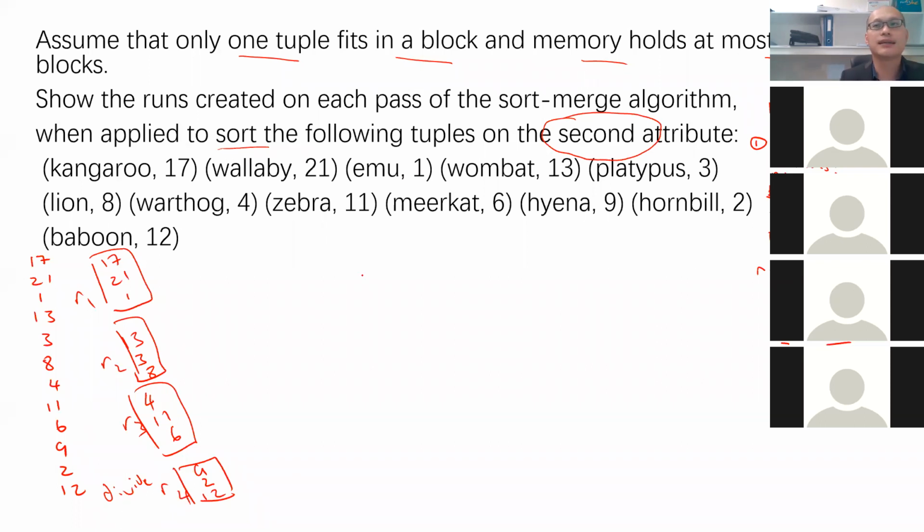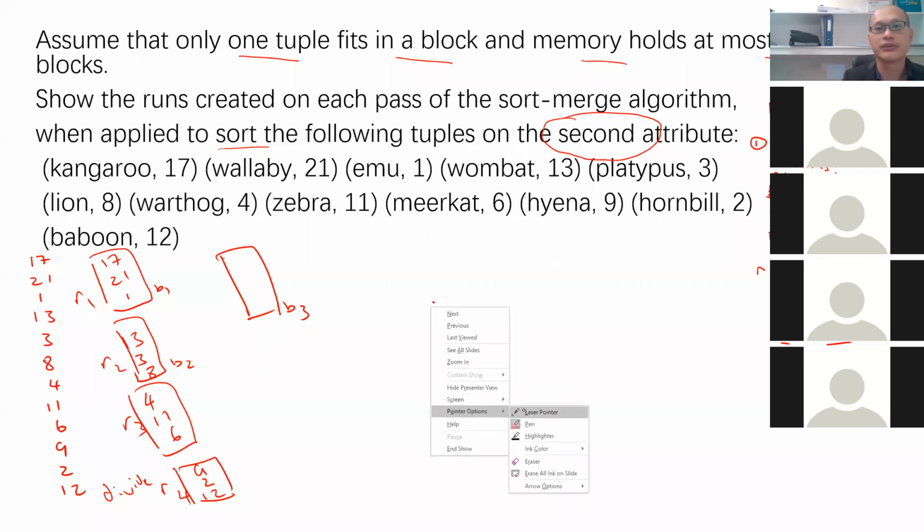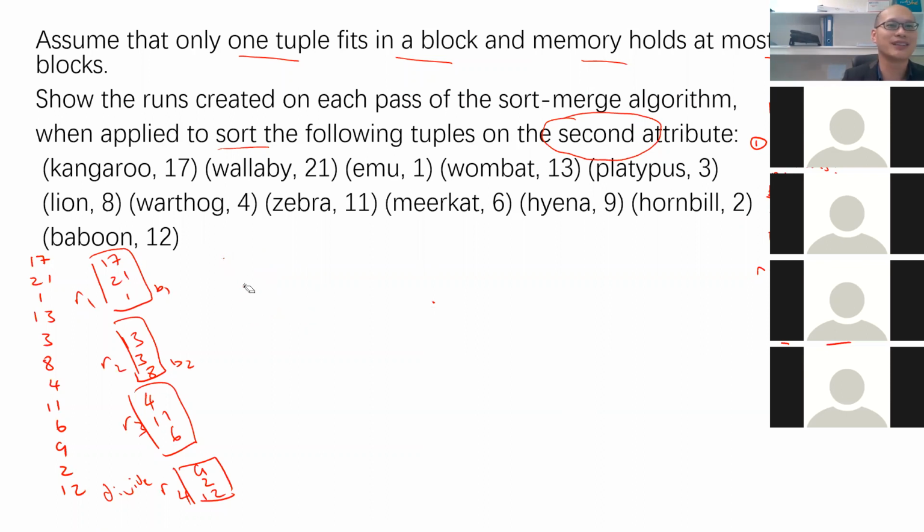Then the second part will be the merge step. In the merge step, we know that it will hold at most 3 blocks. So we'll consider block 1, block 2, then we'll merge it into one block, block 3. Sorry, I forgot to do this. I apologize. I need to do this.